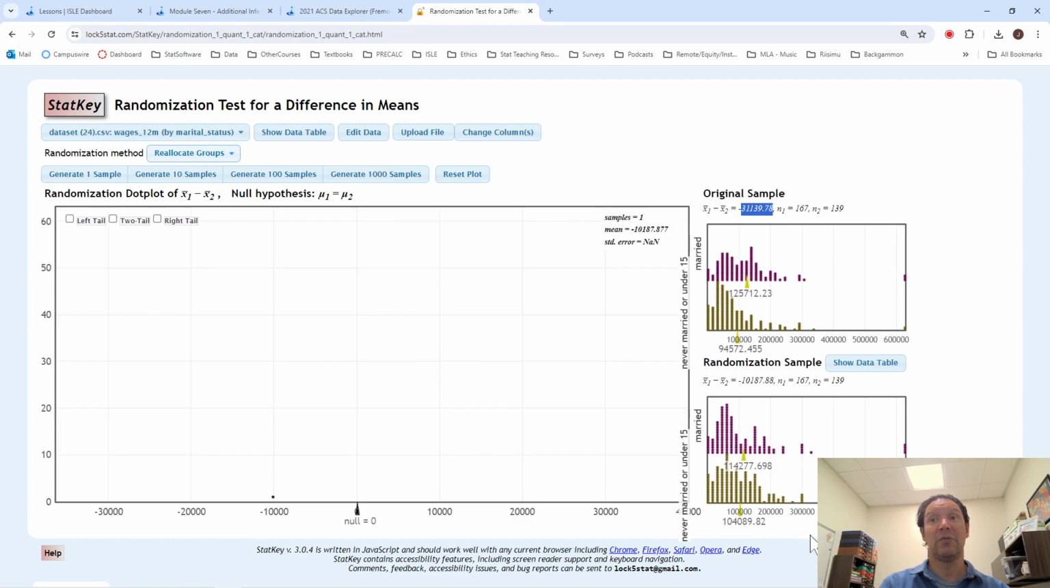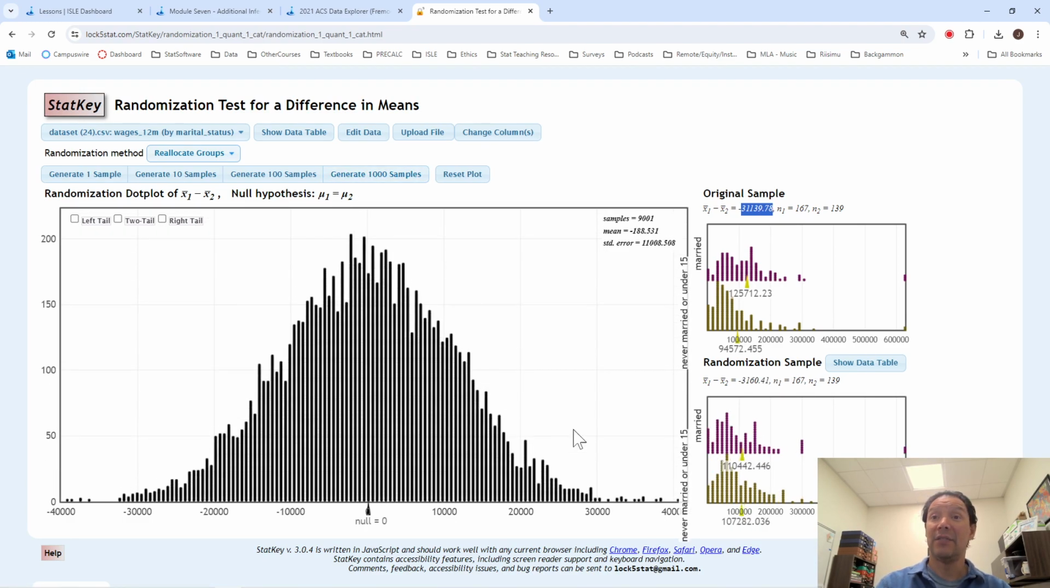It creates two groups. The groups will stay the same size, 167 versus 139. And it's going to ask how big is the difference just by shuffling them up into two groups. Well, the difference now was 10,000. So we're trying to see, is 31,000 likely to happen just by randomization if you assume there's no difference in the groups at all. The only reason there's a difference in the group is because we randomly put them into two different groups.